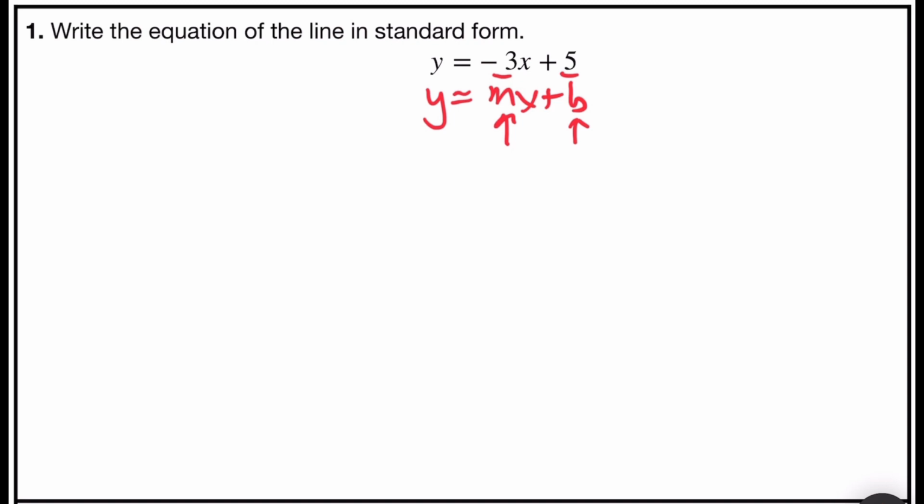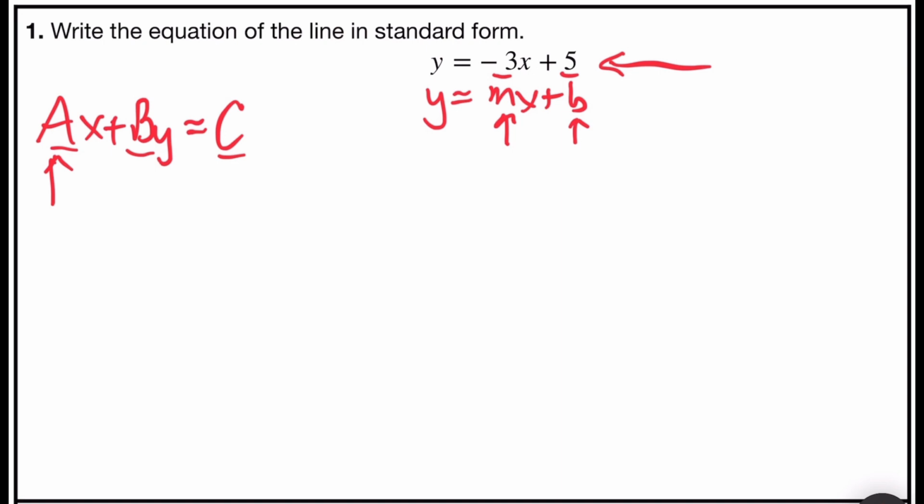However, many times you need your answer in standard form, which is ax plus by equals c, where a, b, and c are integers, and a is larger than 0. So that means the a must be a positive coefficient, and a, b, or c cannot be fractions or decimals. And so we're going to transform y equals negative 3x plus 5 into standard form.